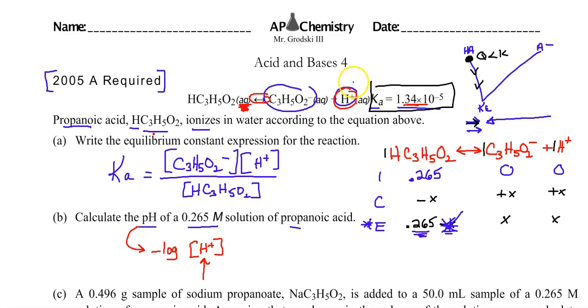So what we have is Ka, I know I want to keep saying it, is 1.34 times 10 to the negative 5.